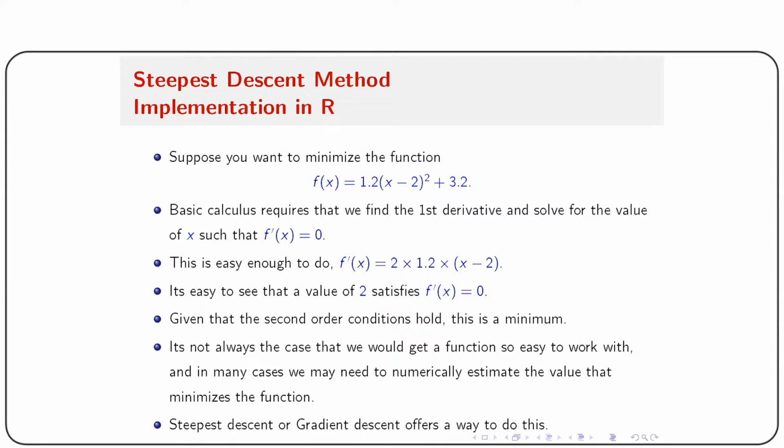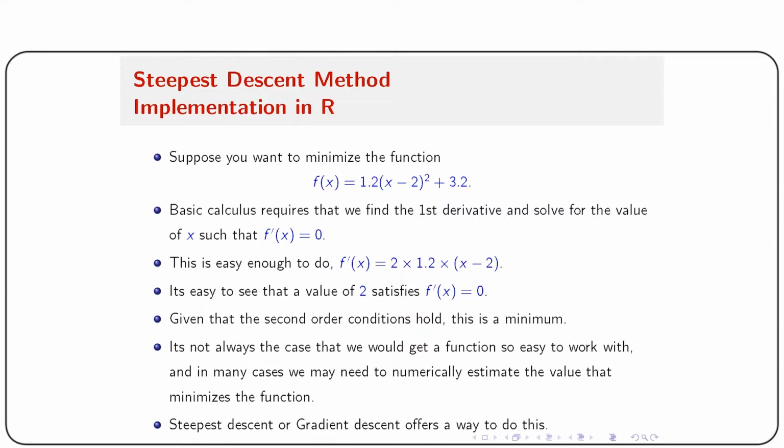With basic calculus, you can easily apply minimization methods to this function to get the solution, and that we can compare with the steepest descent method. That's why I took a very simple example here. The basic calculus requires that we find the first derivative and solve for the value x such that f'(x) = 0. This is easy enough to do: f'(x) = 2 * 1.2 * (x - 2), and it's easy to see that a value of 2 satisfies f'(x) = 0. Given that second order conditions hold, this is a minimum.